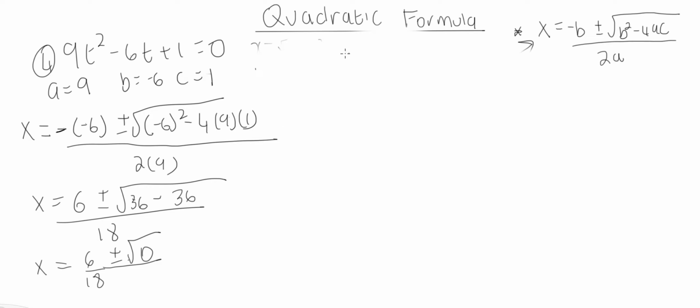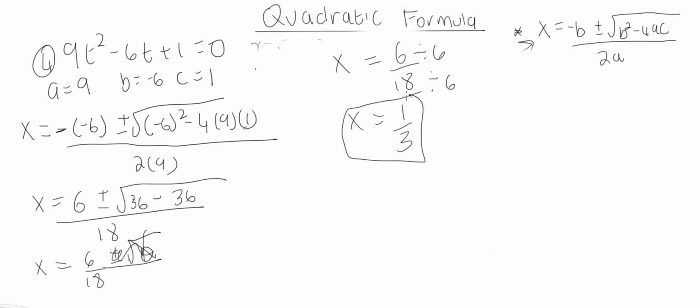All right. So what is the square root of 0? Square root of 0 is 0. So really this whole part can go away, including the plus and the minus. So all I have left is 6 over 18, which I can simplify to get 1/3. So this one will only have one answer, which is 1/3. Okay, that is how we solve using the quadratic formula.